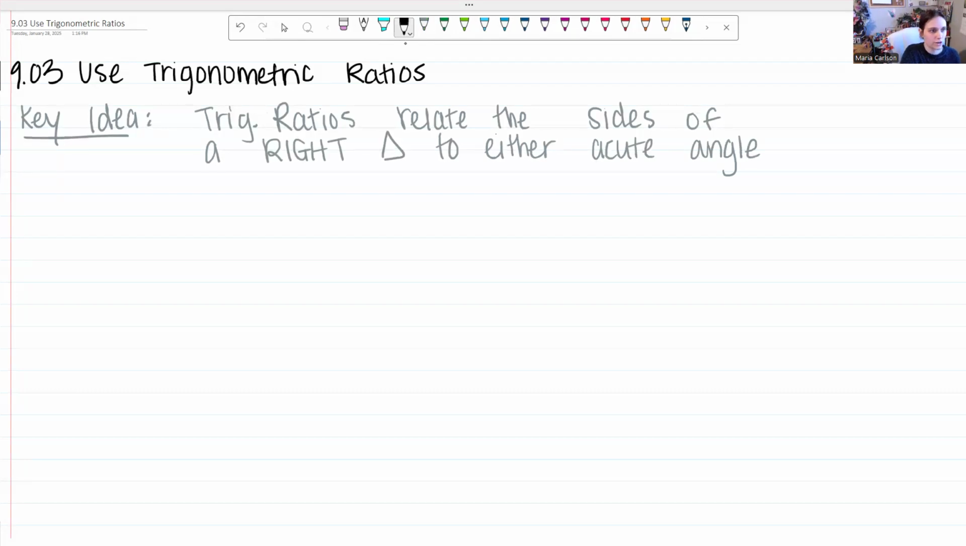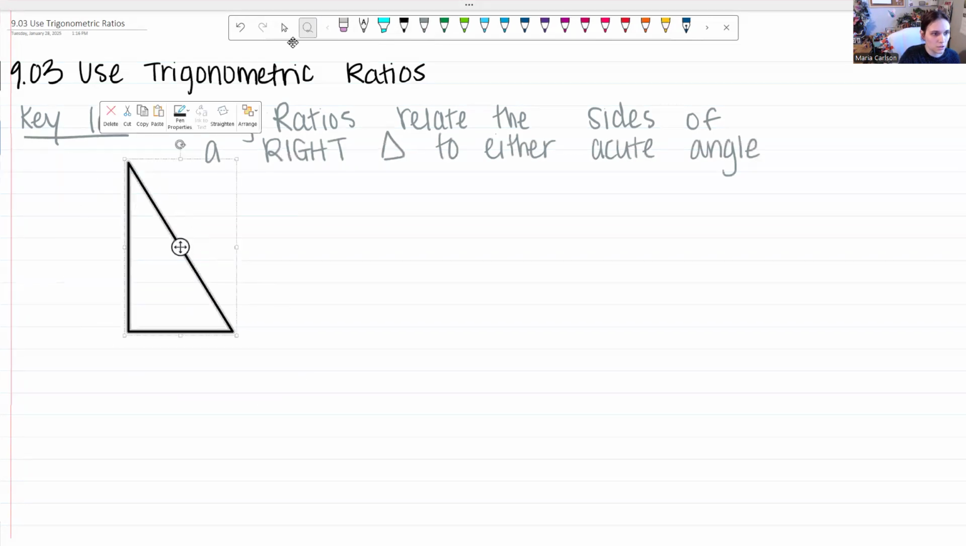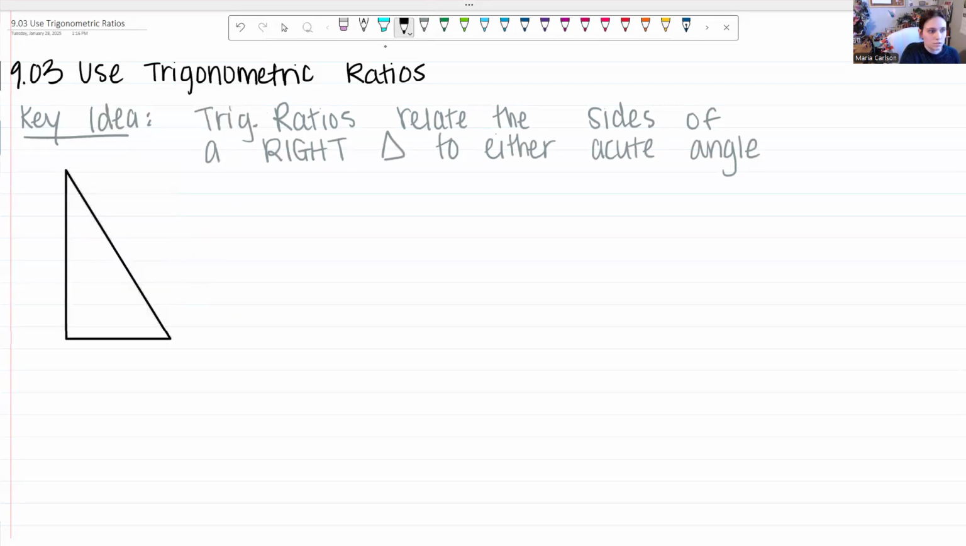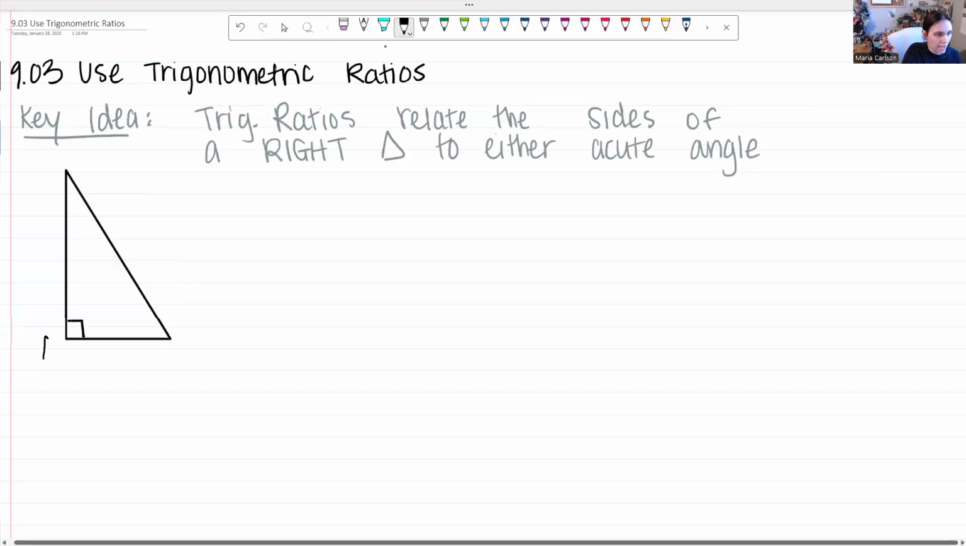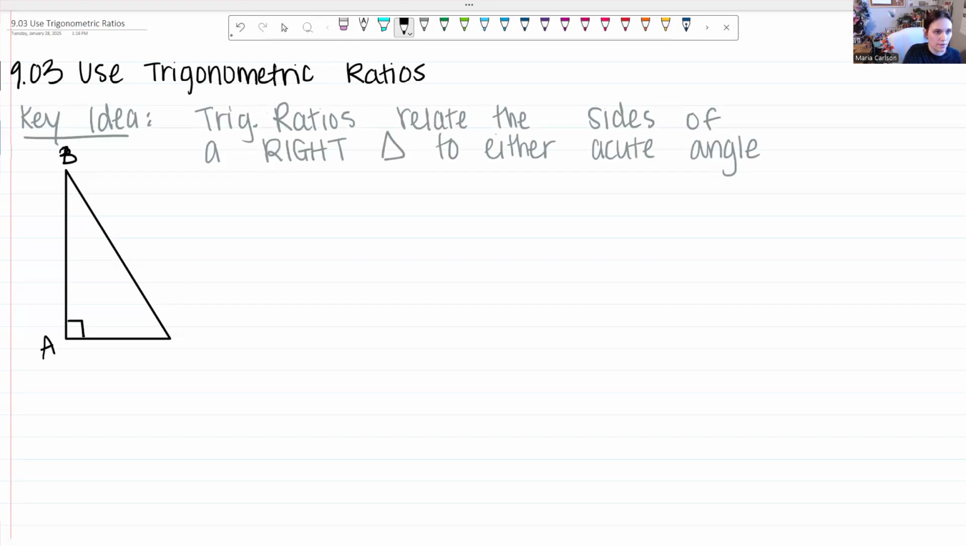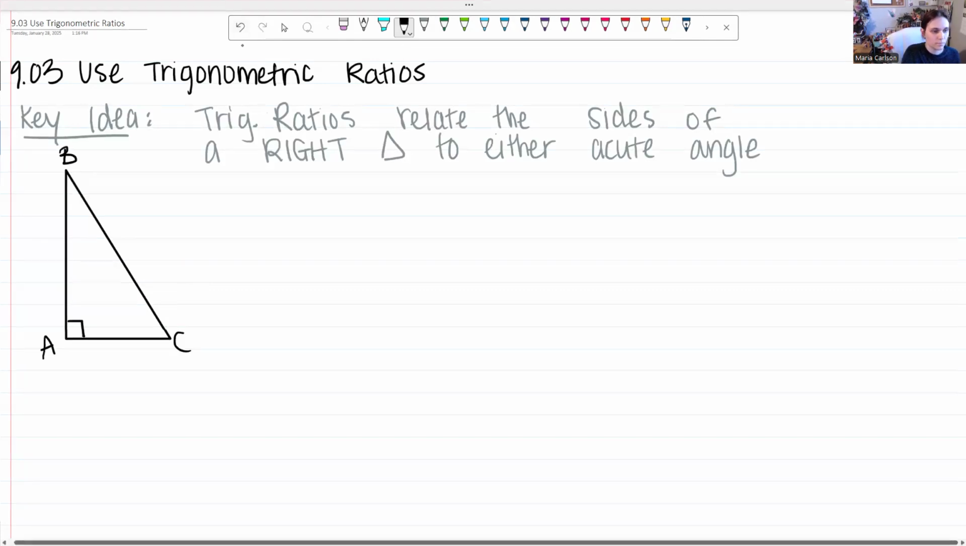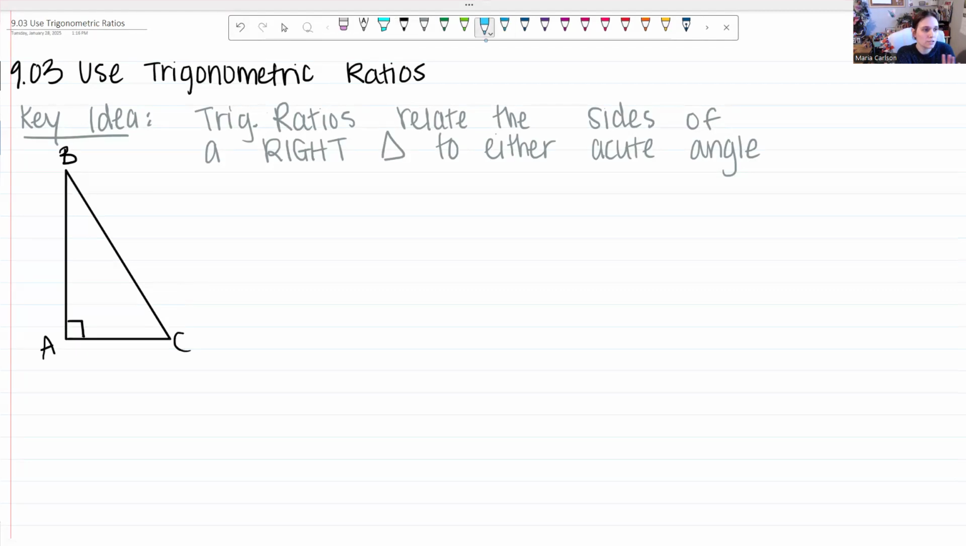Let's draw a picture of a right triangle here. I'm going to scoot it over just a little bit. So this will be my right angle here, A, and then this point up here can be B, and then we have C. Now, I'm going to talk about these sides in relation to angle B. So angle B is going to be that theta that we are interested in.